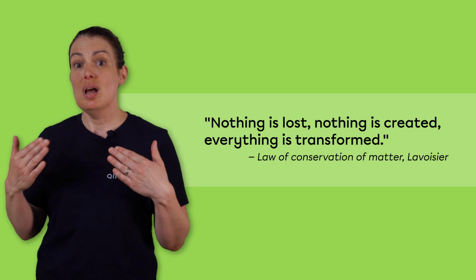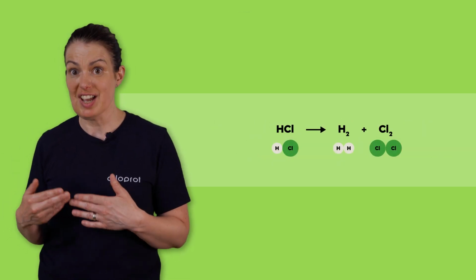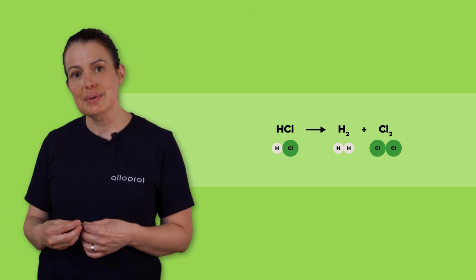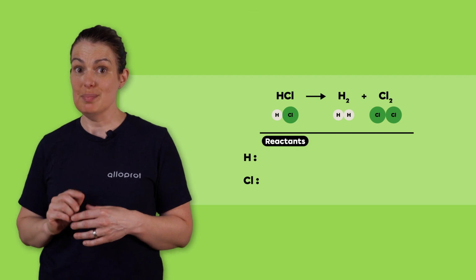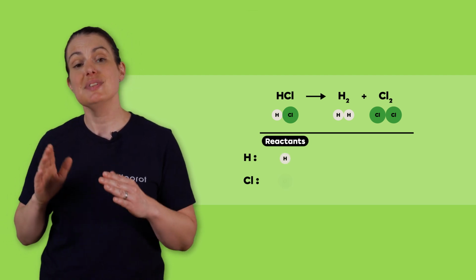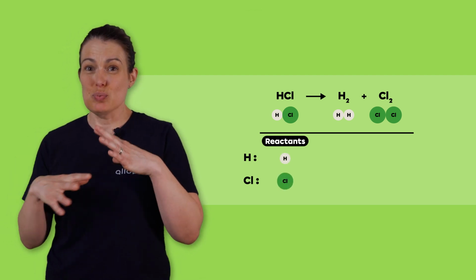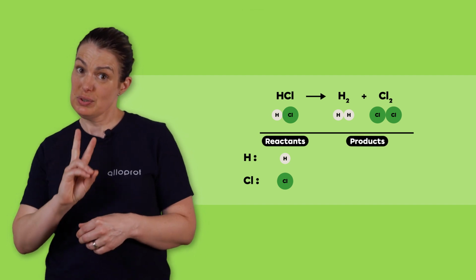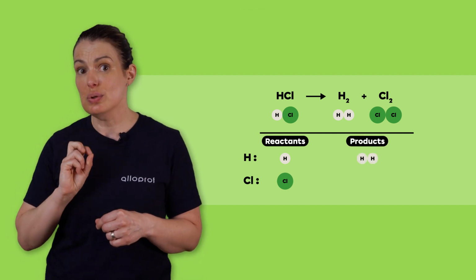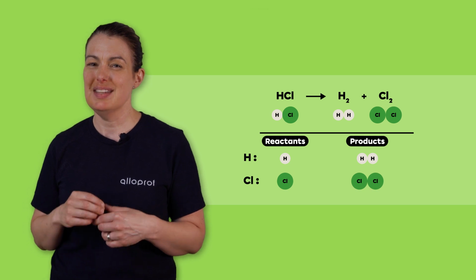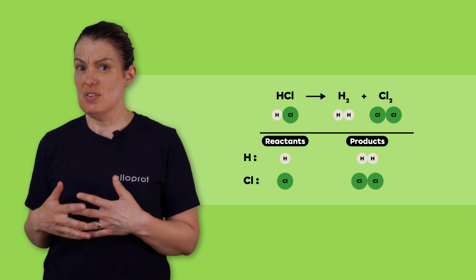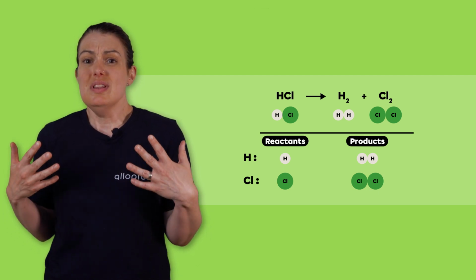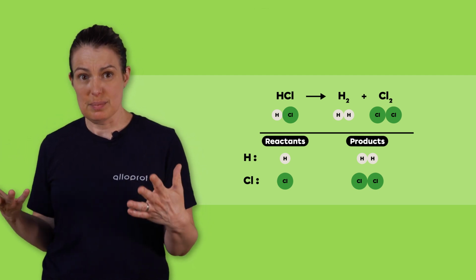Let's take the example of the reaction in which hydrochloric acid, HCl, decomposes into hydrogen gas, H2, and chlorine gas, Cl2. On the reactant side, we have one hydrogen atom, H, and one chlorine atom, Cl. These atoms rearrange, and on the product side, we have two hydrogen atoms, H, and two chlorine atoms, Cl. It's strange, isn't it? If nothing is lost, nothing is created, everything is transformed, where do the extra chlorine and hydrogen atoms come from?